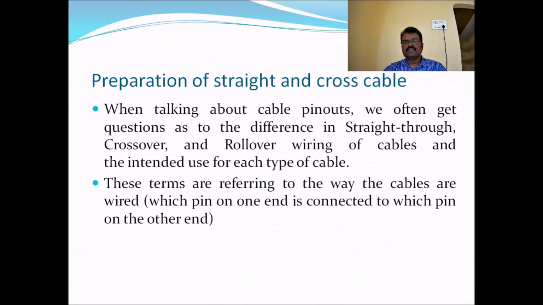These terms are referring to the way the cables are wired, which pin on one end is connected to which pin on the other end. It means here in LAN networking connectivity, generally we use Cat5 cable or Cat6 cable. For establishment of a network, we use other cables also, fiber optic cables and also coaxial cable, depending upon our requirement. Here the straight and cross cable pinout diagram and preparation is very much limited to Cat5 and Cat6 cable.